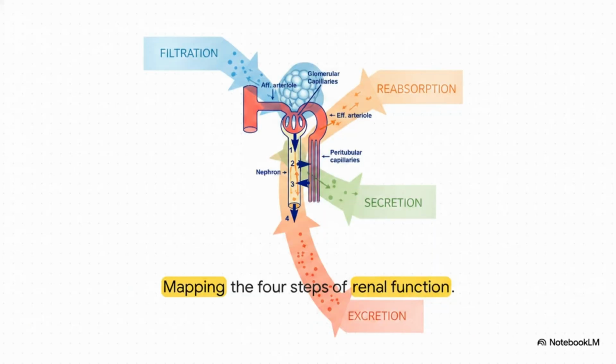If we map those functional steps anatomically on this diagram, arrow 1 up at the top represents glomerular filtration, literally pushing plasma into the tubule. Arrow 2 shows tubular reabsorption, pulling fluid and solutes out of the tubule and bringing them safely back into the peritubular capillaries. Arrow 3 is tubular secretion, moving select solutes from those capillaries straight into the tubule. And lastly, arrow 4 represents the net result leaving the nephron, which is excretion.